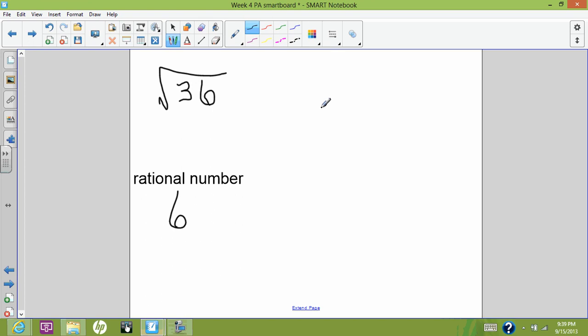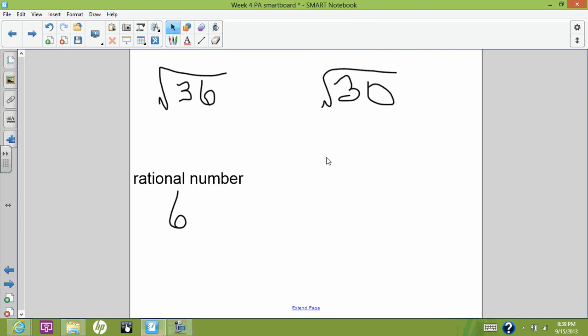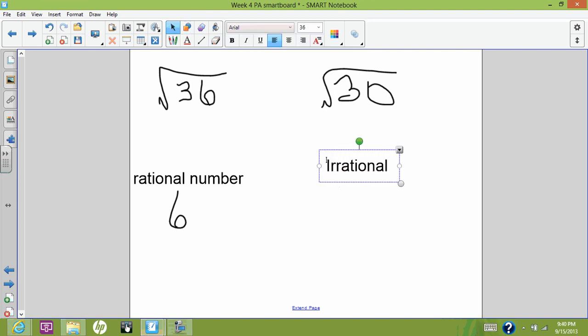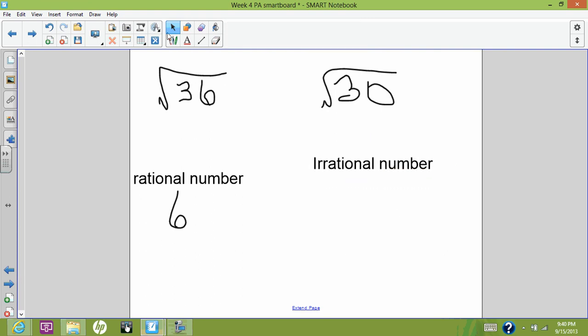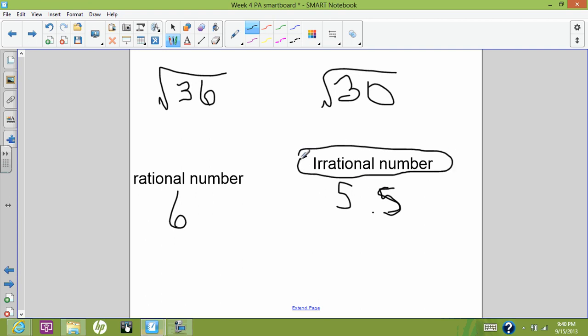But if I'm taking the square root of a number that is not a perfect square, for example 30, the answer that I come up with is going to be an irrational number. Always, always, always. We can say that it is approximately 5.5, but in reality, when we take the square root of 30, the decimal goes on and on and on, and it doesn't repeat, it doesn't end, which makes it an irrational number.